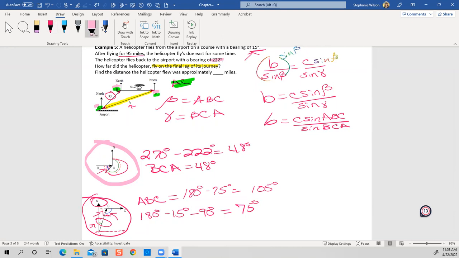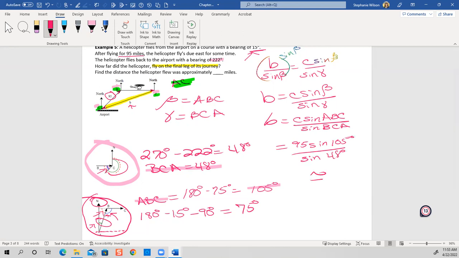So now I'm going to highlight this. BCA is 48, ABC is 105, and we can just plug in what we know. Well, we know C, which is 95. Sine of ABC, 105 degrees, divided by sine of BCA, which is 48 degrees. We're going to type it in our calculator.